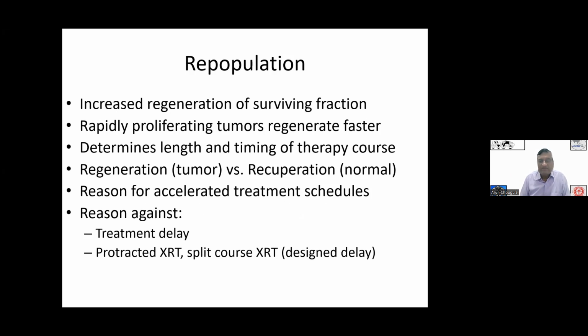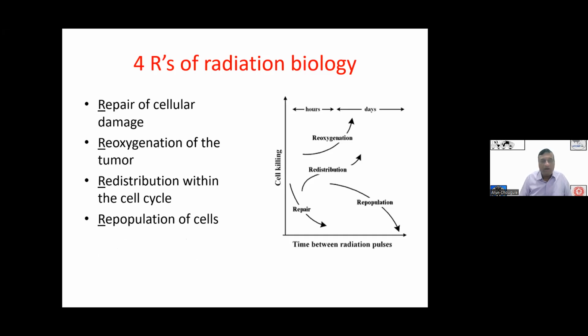Repopulation increases regeneration of the survival fraction. Rapidly proliferating tumors regenerate faster, and therefore you should go for hypo or extreme hypofractionation depending upon the alpha by beta. I will try to put forth what kind of fractionation schedule is good for which kind of tumor or alpha by beta. So this is what the 4 R's are, and I can depict it here.